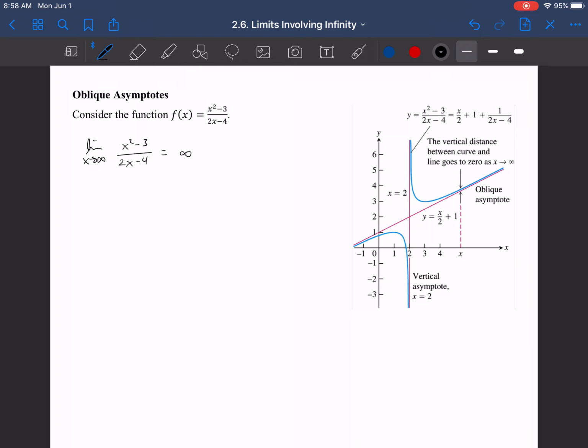And then if we take a look at the limit as x goes to negative infinity of (x squared minus 3) over (2x minus 4), this one's going to go to negative infinity. We end up with x squared over x, which is just an x, which means it's going to go to negative infinity because that's how our x graphs are shaped.